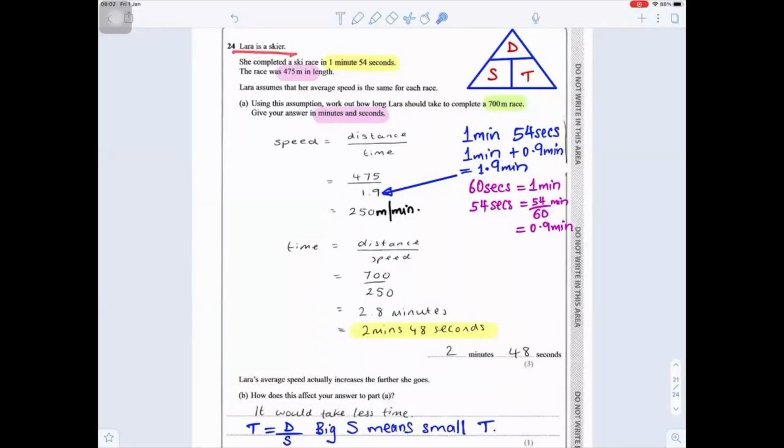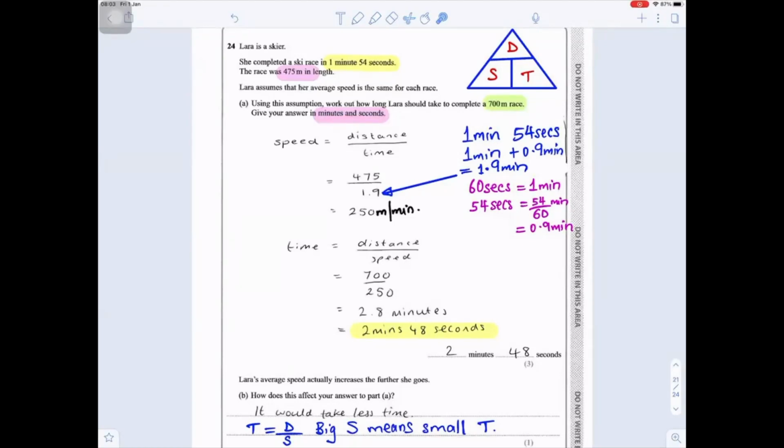Lara is a skier. She completed a ski race in 1 minute 54 seconds. The race was 475 meters in length. Lara assumes that her average speed is the same for each race. Using this assumption, work out how long Lara should take to complete a 700-meter race. Give your answer in minutes and seconds.